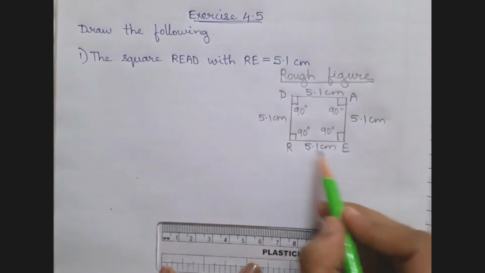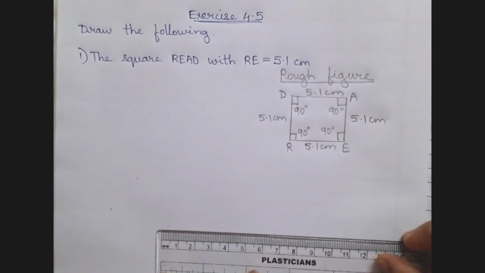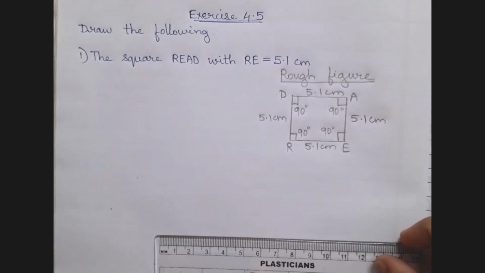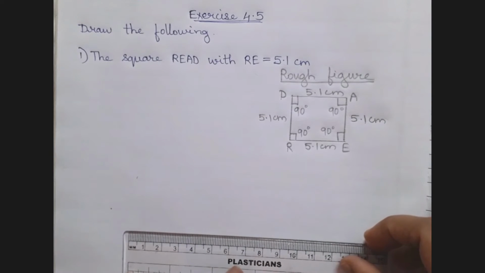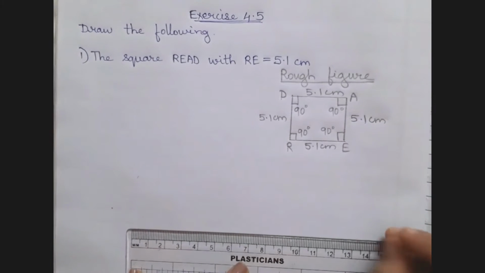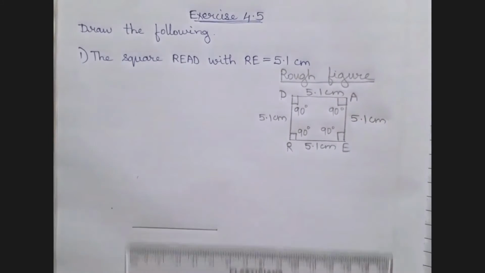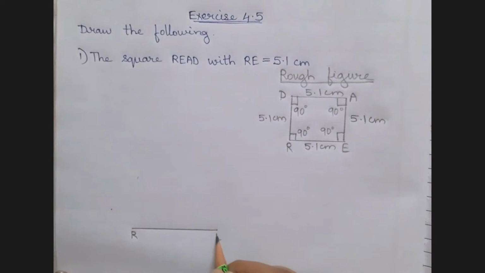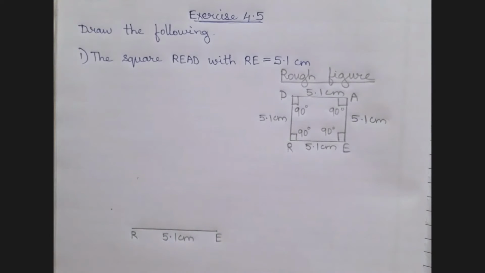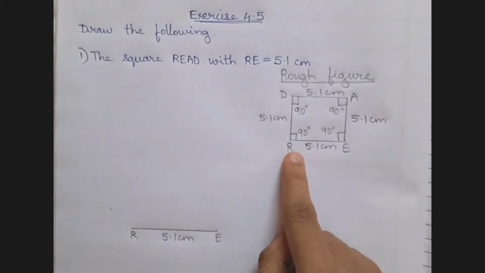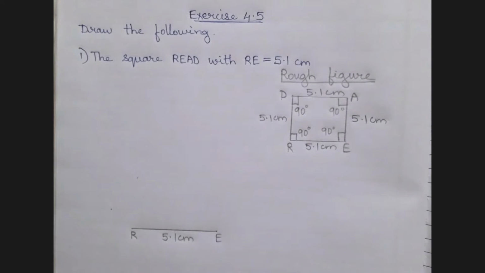So the first step to do is to draw the base. The base here is 5.1. So draw the base here, 5.1. So this is RE, and measurement of this RE is 5.1 centimeter. Now we will construct angle R and angle E. Angle R is 90 degree. So we will construct 90 degree with the help of a compass.